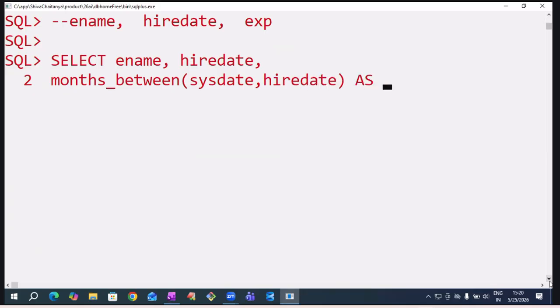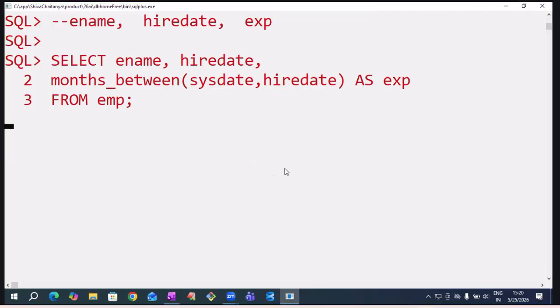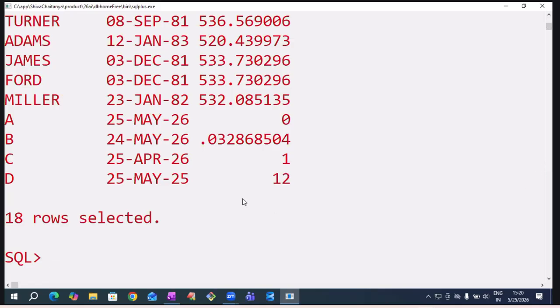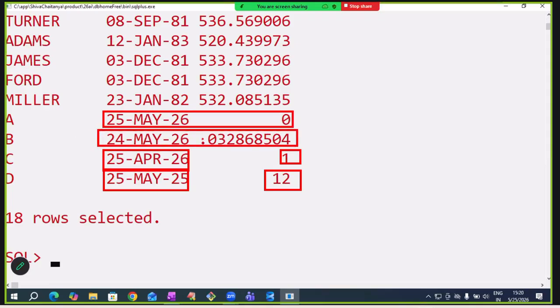If I write this much only, I get experience in the form of months. From joining date to till today's date, how many months gap is there? It is giving. I'm getting experience in the form of months. Observe, sir. This employee has 12 months experience. This employee joined 1 month ago, 1 month experience. This employee joined today, 0 months experience. This employee joined yesterday, 0 months experience.